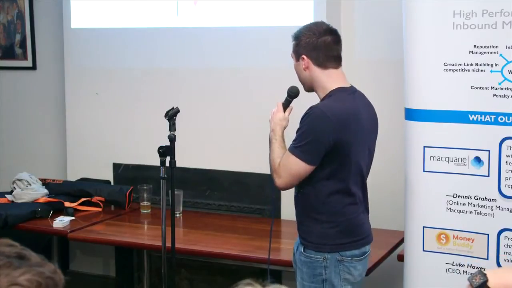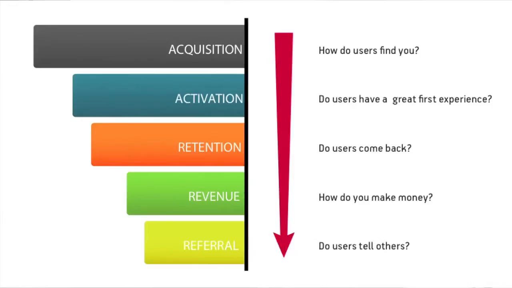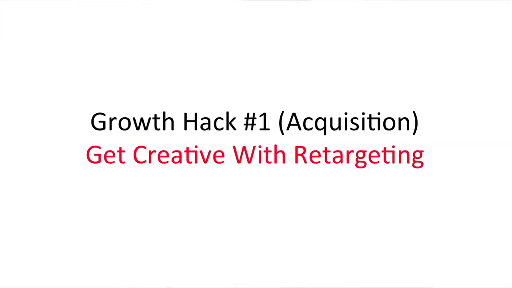Okay, so we're going to cover 3 in the acquisition stage, and 2 in the activation stage, which is usually where most startups are interested in improving their numbers. So if you use all 5 of these steps, you should see some better results. Growth hack number 1 is using retargeting creatively.